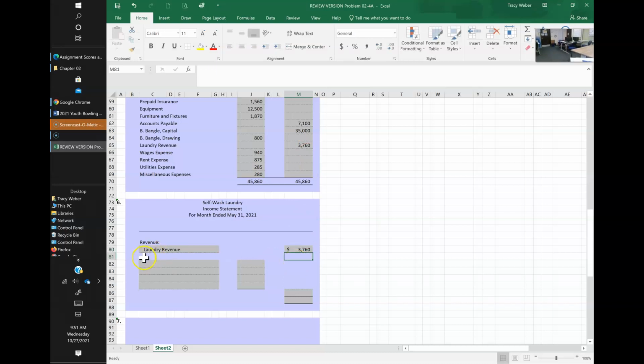Okay, and then here are the expenses. And then we just start listing them all in the order that they are in the trial balance. So the first one is wages expense. The next one is rent expense, and I'm just looking at the trial balance here. The next one is utilities expense, and then the last one is miscellaneous expense. Now I can get my amounts from up here. So wages expense is $940.